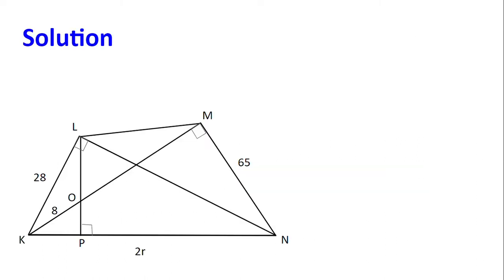Okay, so here we have drawn out the diagram, and point P is the foot of the perpendicular to KN, which passes through L. And I've also added the length of KN, I've put it as 2R because KLMN is cyclic and the diameter of that circle is KN, so why not?